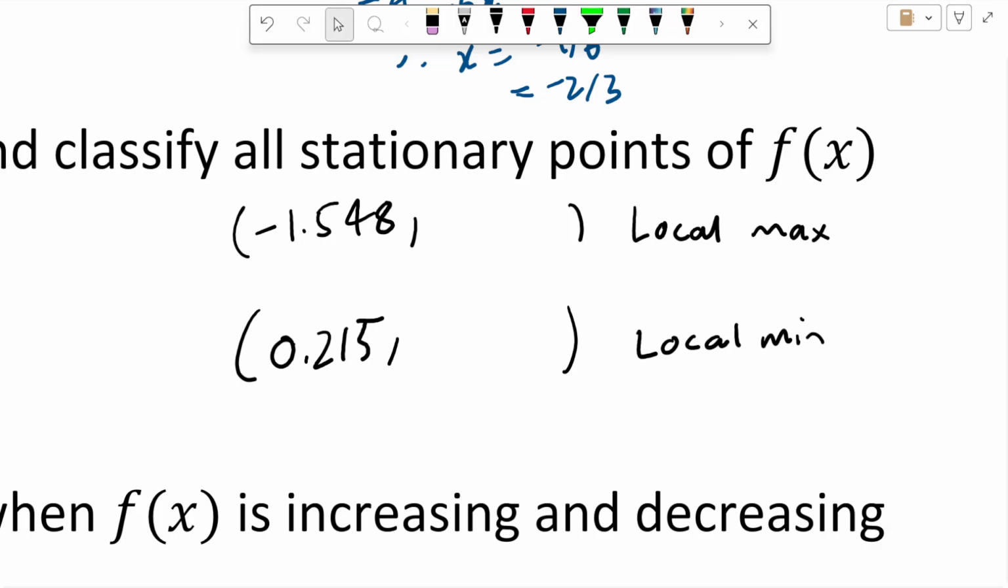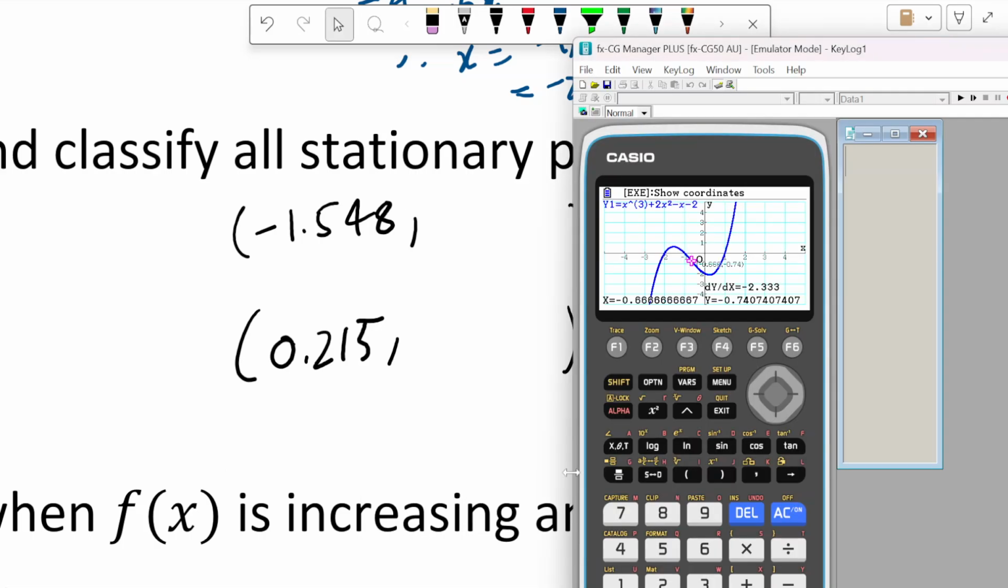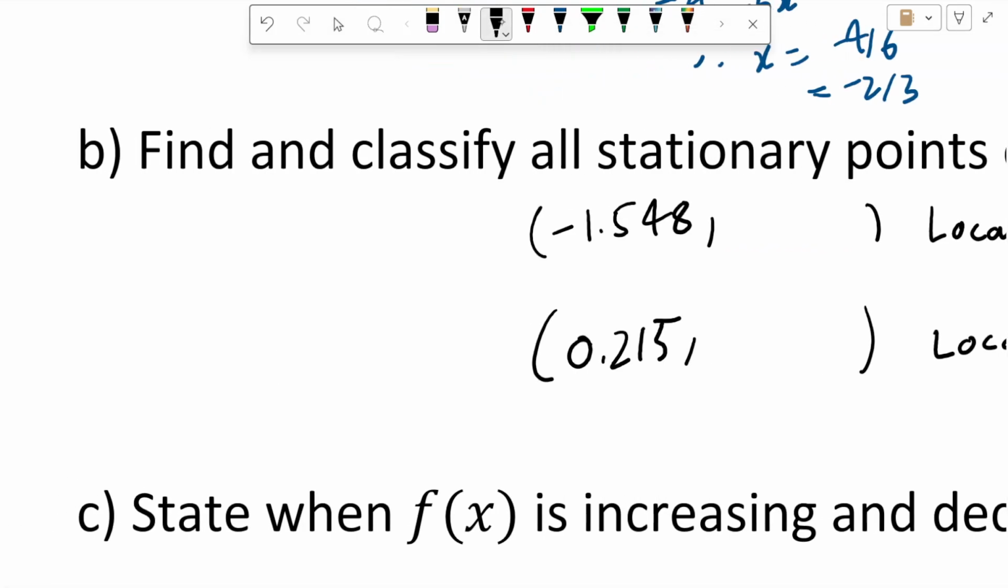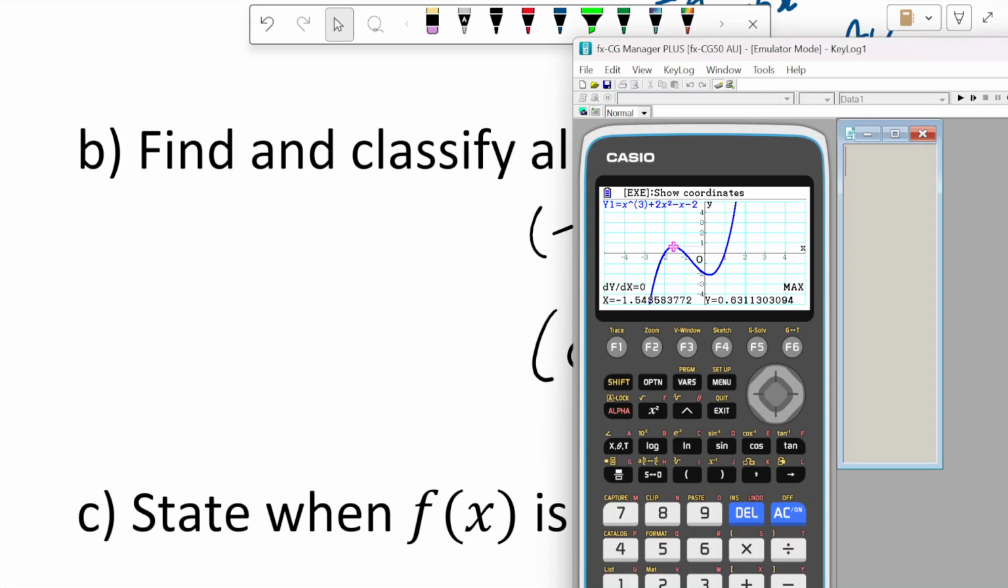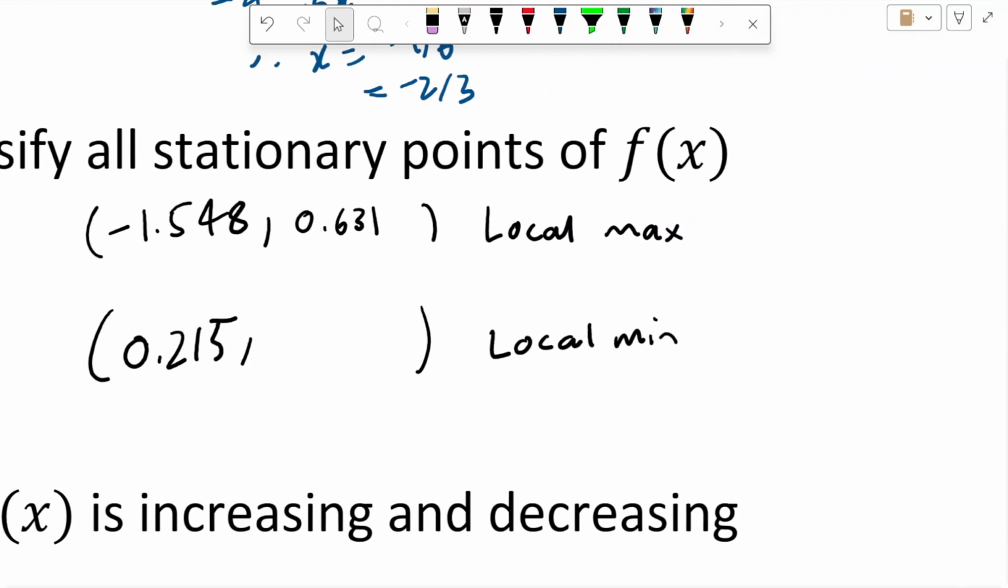And you can check this from the graph as well, because on the graph itself, it's a max then a min. So if I go, I could trace minus 1.548, or I could just G-solve the max, and I get 0.631. For the local minimum, we can do that as well. So we can just go Shift G-solve min to minus 2.11.